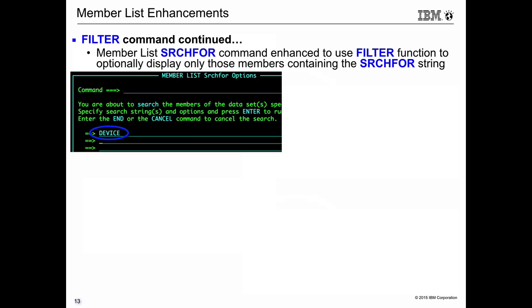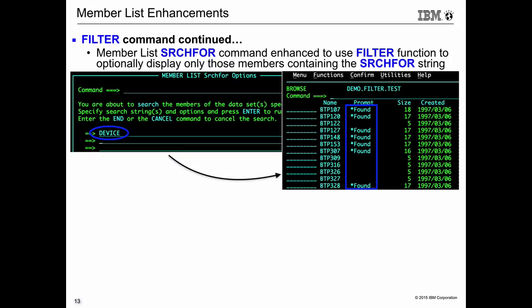Along with the filter command, we also had an enhancement around the same time frame in the search for command that uses that built-in filter function. So here in the case, I've entered search for and pulled up the search for panel, and I've said I want to search through a bunch of members looking for the word device. And if I do that, this is my updated member list. Here's all my members, and the ones that had the word device in it, I have this asterisk found indication alongside them.